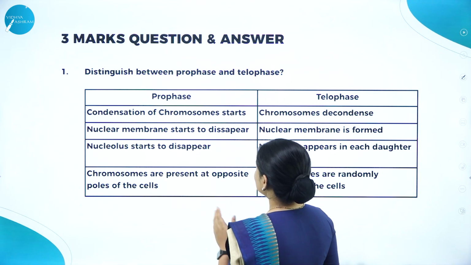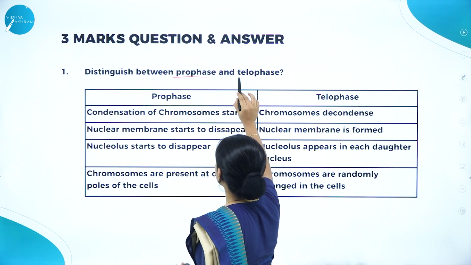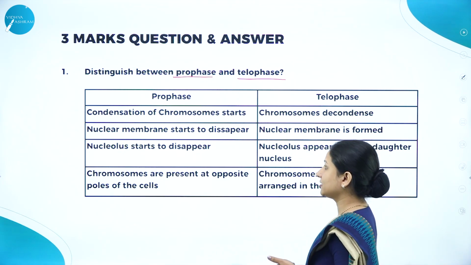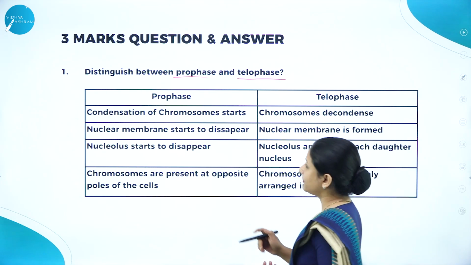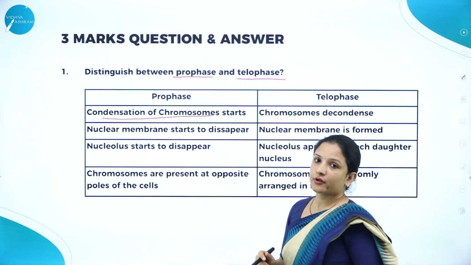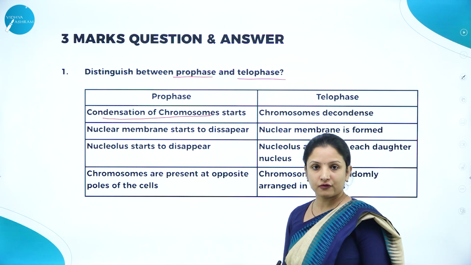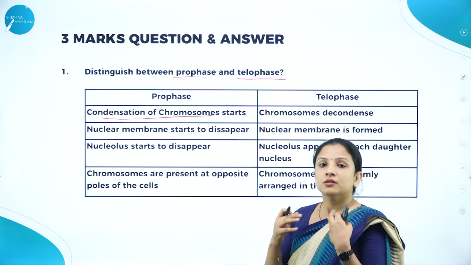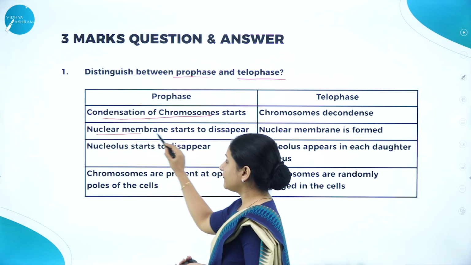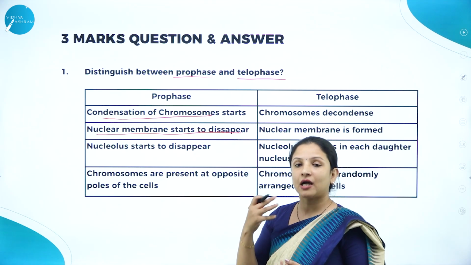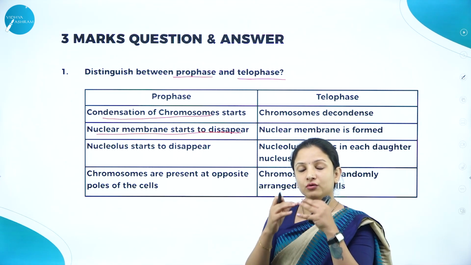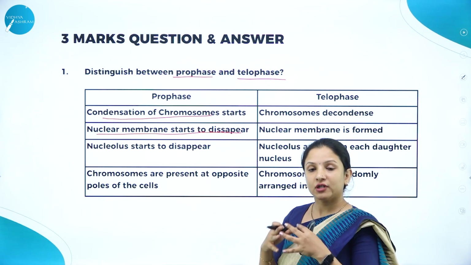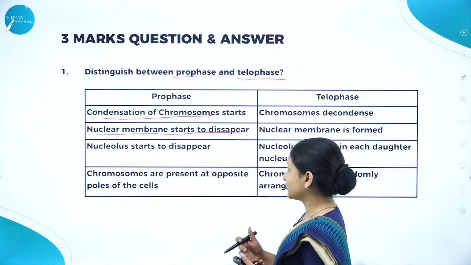So the first question: distinguish between prophase and telophase. When they say prophase and telophase, you can write the general characteristics under each. In prophase, first, condensation of chromosome happens. If you forget the word condensation, you can also write thickening or shortening of the chromosomes in the prophase stage, and the nuclear membrane will start to disappear. Of course, in prophase, the nuclear membrane should start to disappear, because the nuclear content, especially the chromosome, has to come out of the nucleus for division purpose. That is why the nuclear membrane starts to disappear.